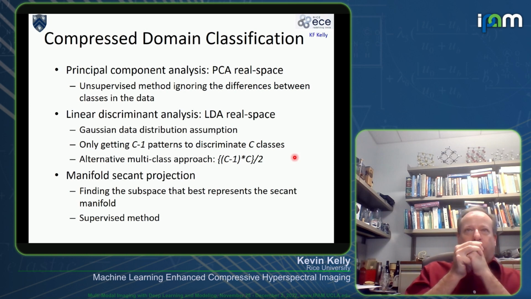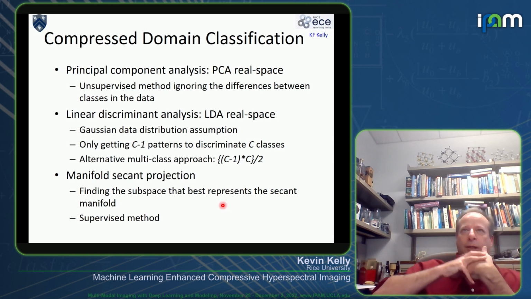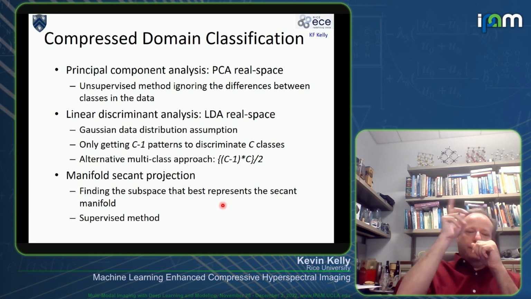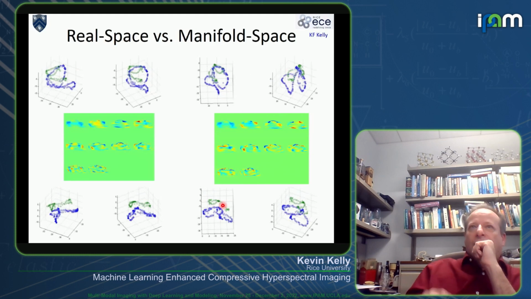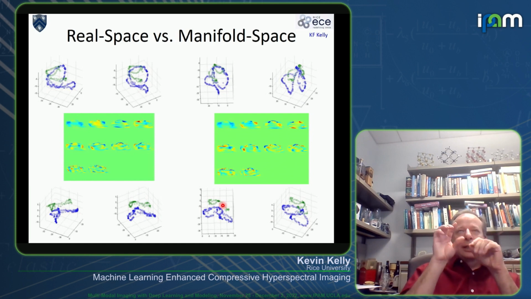But you could do principal component analysis in real space, but this ignores the differences between the classes. You could do linear discriminant analysis, but it has some real scaling issues. And Rich's group came up with what he calls manifold secant projections, which is to map into this manifold space and then find the secant differences between the different clusters for the different classes. And there's different ways you can do that. The one we did that was most tractable is we're actually still doing principal component analysis, but we're doing it in manifold space instead of real space.